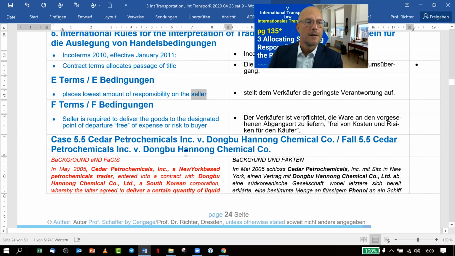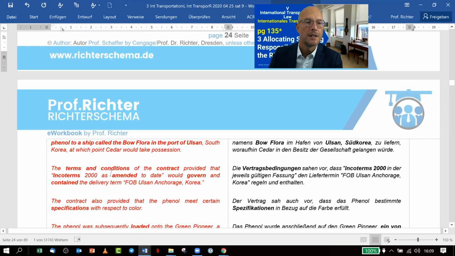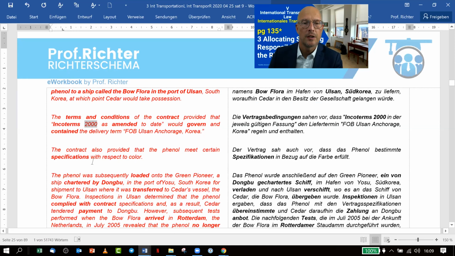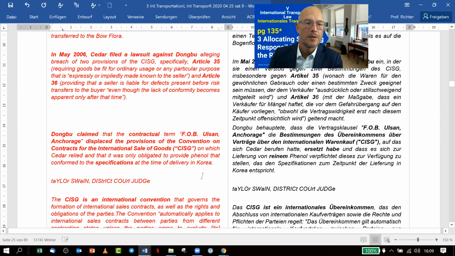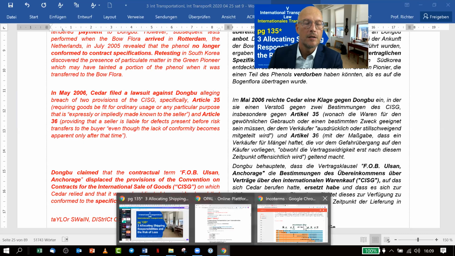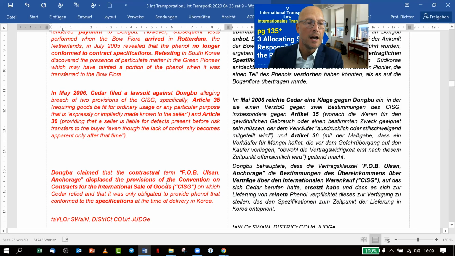Okay, let's see. Here's a case: Zeta Petrochemicals versus Dongbu. In this contract, they have some Incoterms, Incoterms 2000 at that time, and they had some specification on the color of the product and so on, and they had FOB Ulsan anchorage, right? Let's just take a look at FOB. FOB means here the port of shipment. The port of shipment stands behind FOB, and this was Ulsan anchorage.